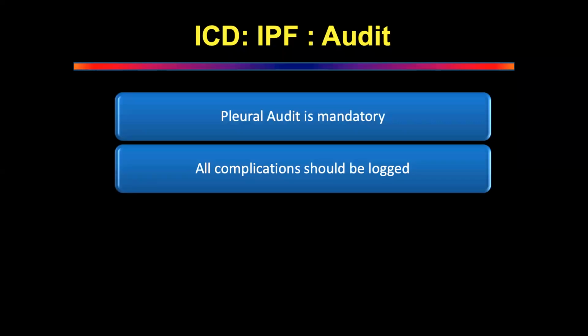Important. In an audit, complications should be logged. And once complications are logged, what should happen? So it should be audited. What was the reason? Is it a correctable cause or not a correctable cause? No, but where does it go to?